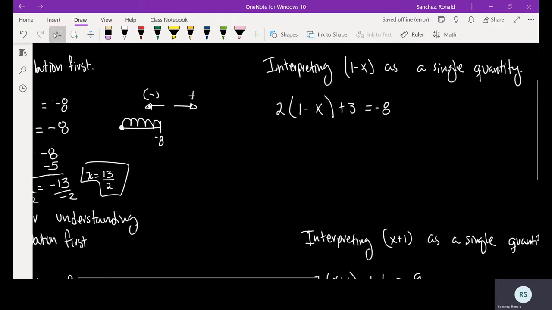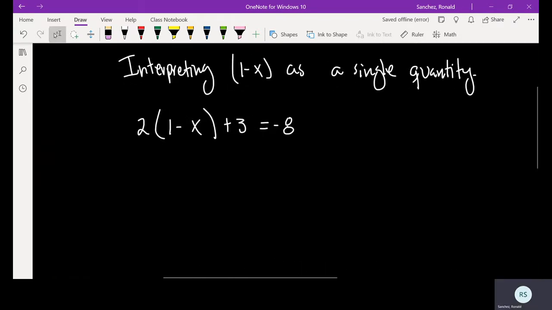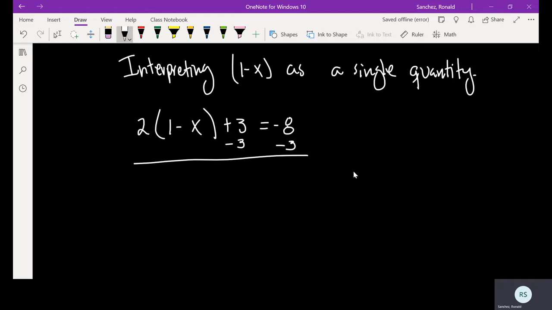Now, what happens if we try a different way? For example, interpreting 1 minus x as a whole, as a single quantity. Check this out. This is what I'm going to do first. The first thing that I can do here is subtract 3 on both sides. This is just a different avenue that you can take. As long as you use inverse operations, you will be fine. Your answer should be the same. But we're going to see that in just a little bit. So I can use inverse operations to get rid of this +3 first.